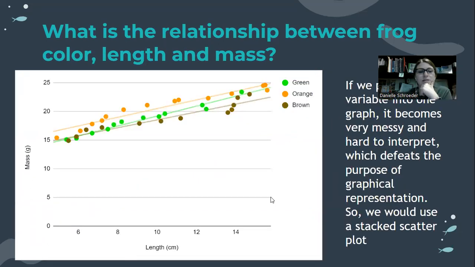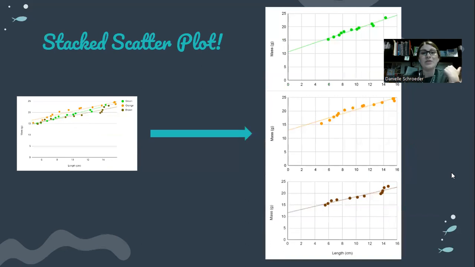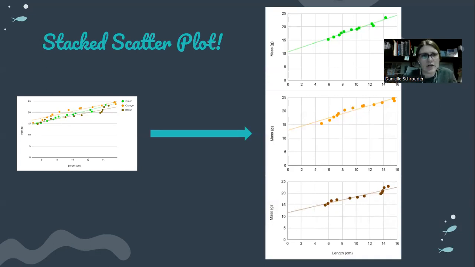Here's another graph. So this time we're looking at length and mass, but we're also sorting by color, okay? If we put all three variables into one graph, it can become really messy and it's hard to interpret, right? I can see the color differences between these graphs, but there's a lot of overlap, right? We could use a scatter plot, or we could use a stacked scatter plot. Sometimes this can be helpful. Don't forget to ask yourself, hey, can I see what's going on in this graph? You can use your common sense and say, this is getting very crowded. This is very crowded to see. I'm going to create a graph that's easier to look at.